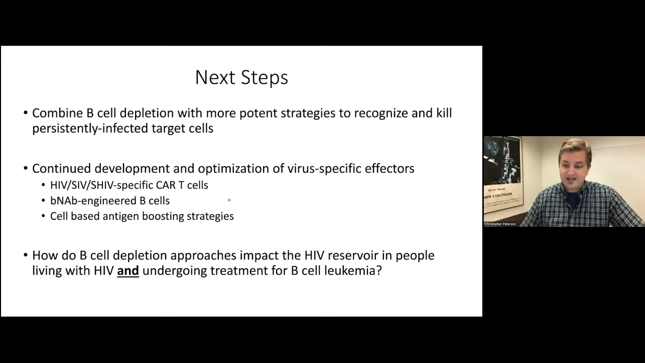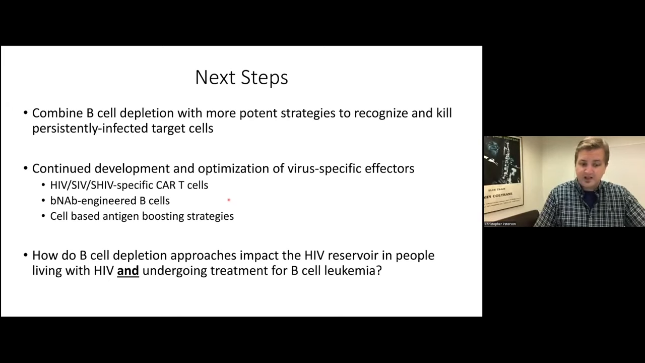The last thing that I think is really important to note is the question of how B cell depletion approaches in a person living with HIV that's undergoing treatment for B cell leukemia, to my knowledge, is mostly unanswered. And there's obviously going to be an increasing number of people living with HIV that are going to need to undergo these malignancy therapies. And asking questions about what impact that has on the virus, I think, is largely unanswered and is a really important area to address.